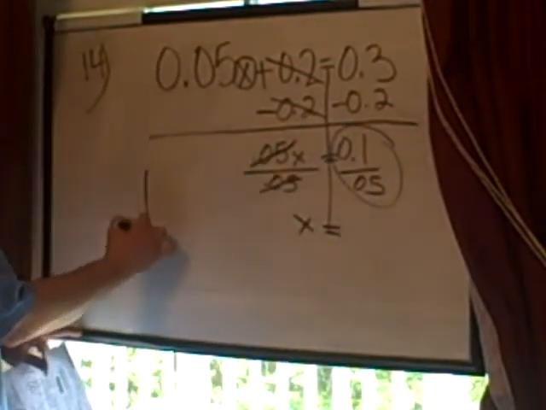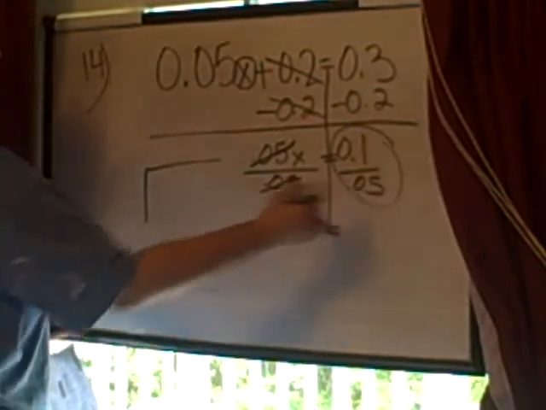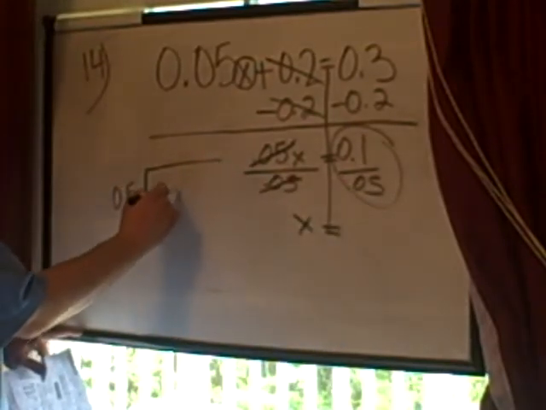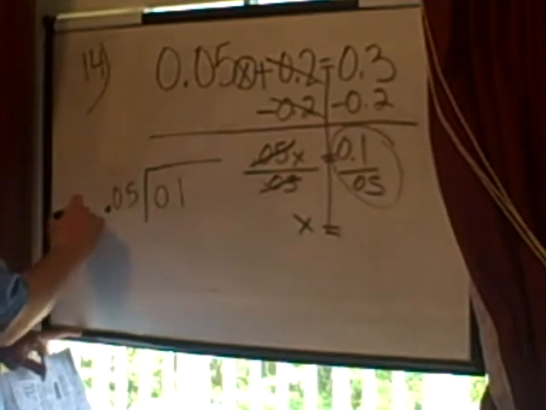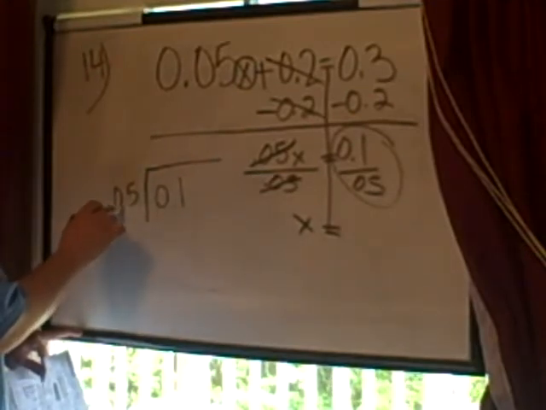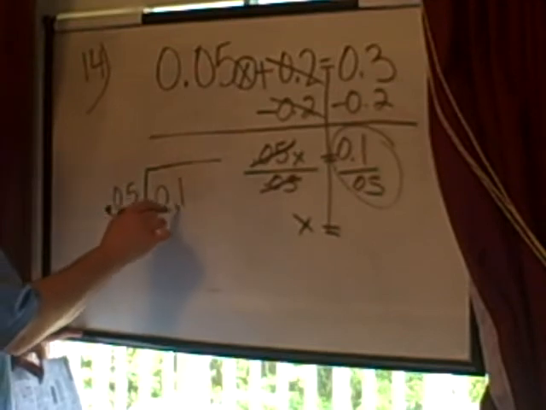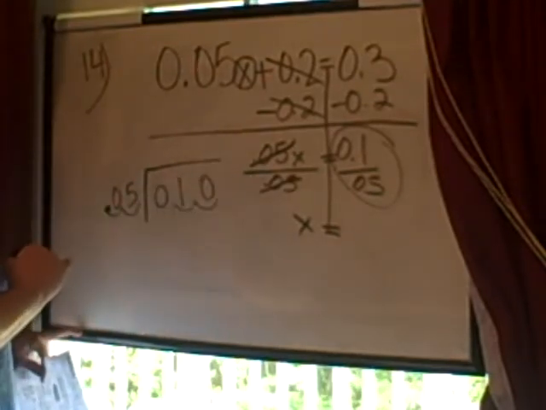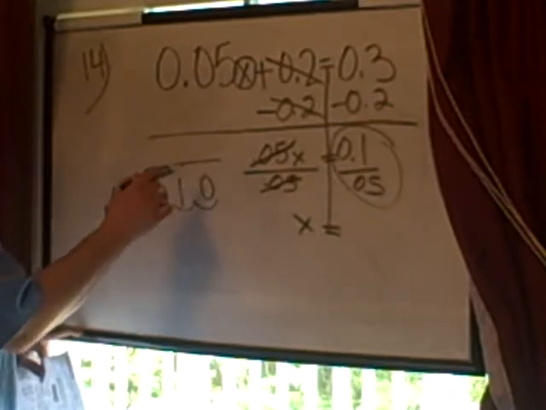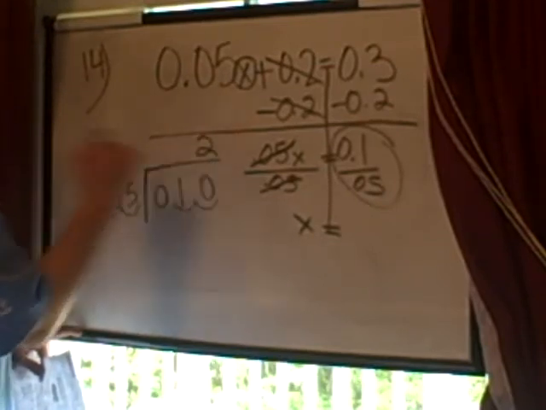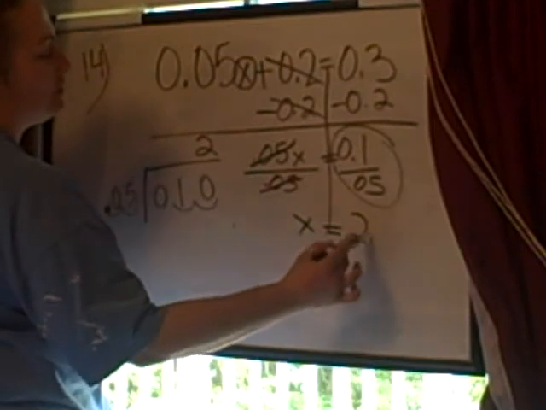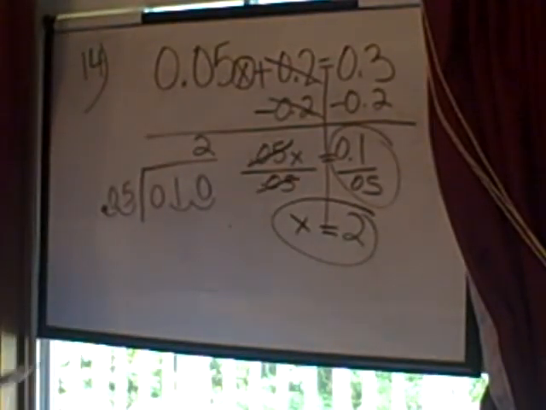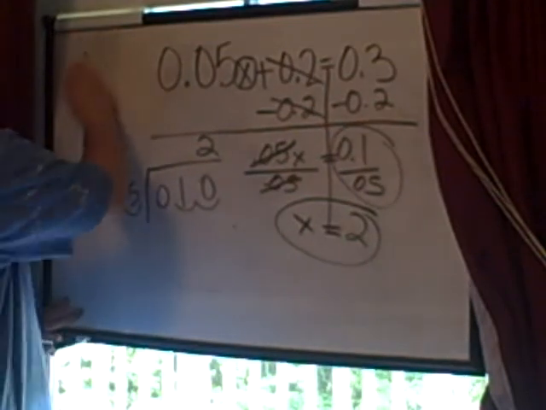A fraction means division. The denominator sits in the front and the numerator sits underneath. Whenever I have a decimal in the front there, I move it to the back, move it 2 spaces because this moved 2, that has to move 2, put a 0 as a placeholder, and 5 goes into 10 twice. My answer is x is equal to 2. Let's look at number 15.